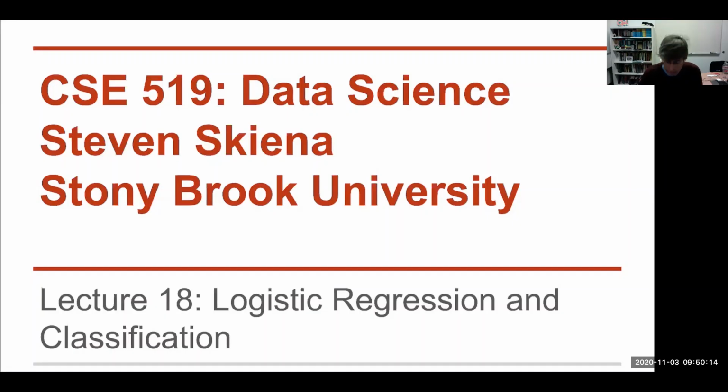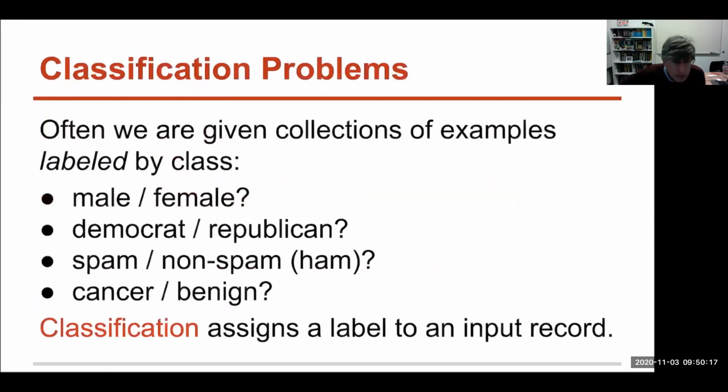So what I'd like to talk about today is logistic regression, which is a technique for doing classification using linear models. Again, we've so far talked a lot about regression. Regression problems are ones where we're trying to predict a numerical value. In classification problems, we are given collections of examples that are labeled in some way. Is someone a male or a female, a Democrat or a Republican? Is a tissue sample cancerous or benign?